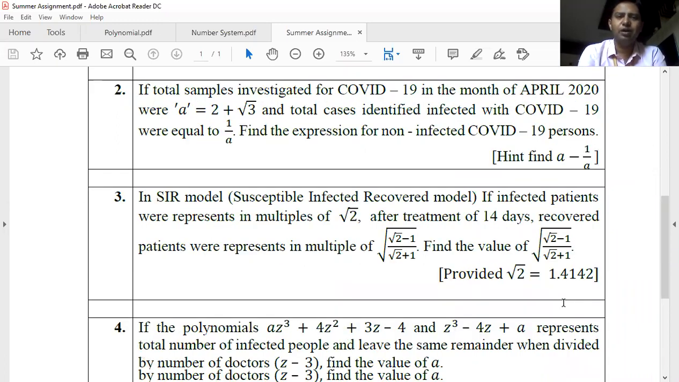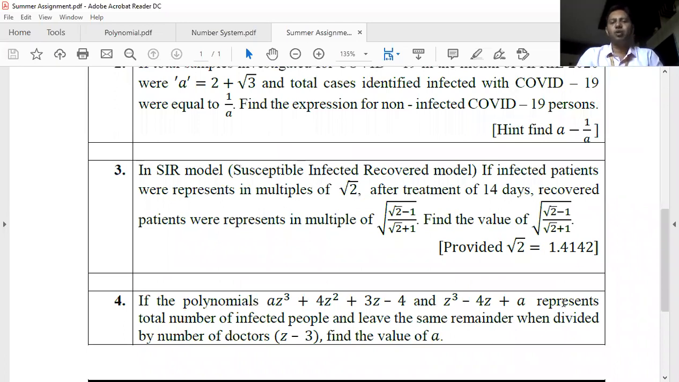This question also we did in the SIR model, that is the suspect infected recovered model. If infected patients were represented in the multiple of root 2, after treatment of 14 days, recovered patients were represented in the multiple of root 2 minus 1 upon root 2 plus 1. Find the value of root 2 minus 1 upon root 2 plus 1, provided root 2 is equal to 1.4142. So just before a couple of moments, we discussed the answer. That is 0.4142. We just need to rationalize the denominator.